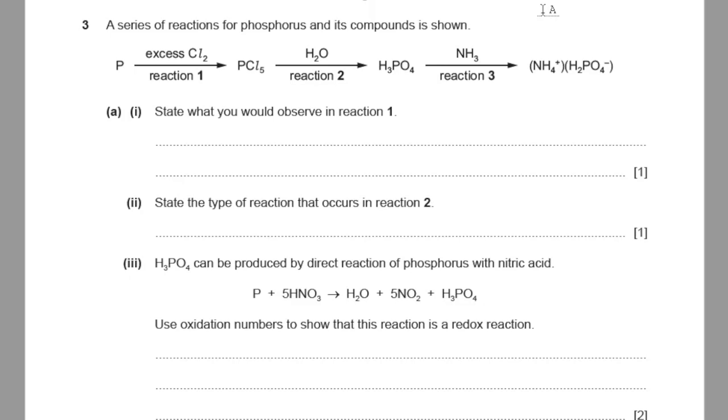Question number 3. A series of reactions for phosphorus and its compounds is shown. Part A, part 1. State what you would observe in reaction 1. So chlorine gas is of green color. When it reacts with phosphorus and forms PCl5, that color goes, so I'll write green color fades.